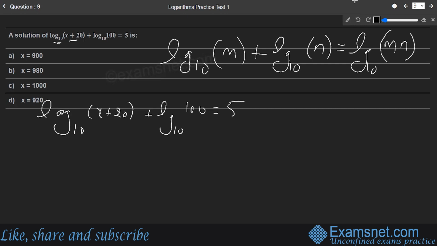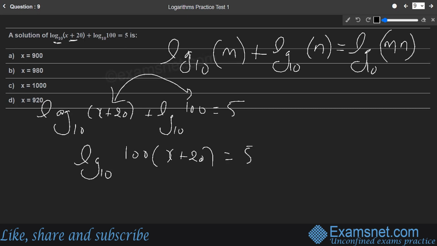If we use this property, we can combine it here also, log base 10, and these two things can be combined together in multiply form. So it's going to be 100 into (x plus 20) is equal to 5. That is the thing given to us. Now there is one more property which says we can separate them again, but we can do one more thing: log base 10 100 can be solved easily.